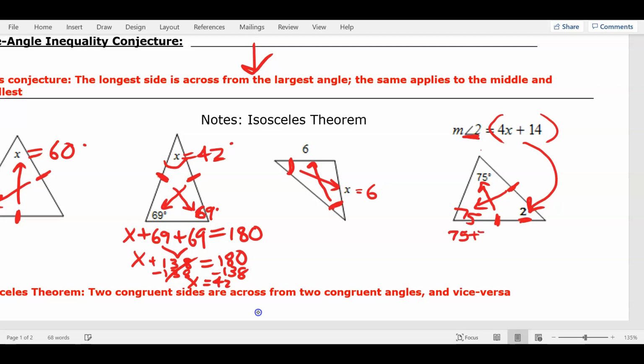75 plus 75 plus angle 2 is 4x plus 14 equals 180. Okay. Then I combine like terms. 75, I'm going to bring down 4x actually. I'm going to combine 75 plus 75 plus 14. All of those constant numbers add together and give me 164 equals 180.